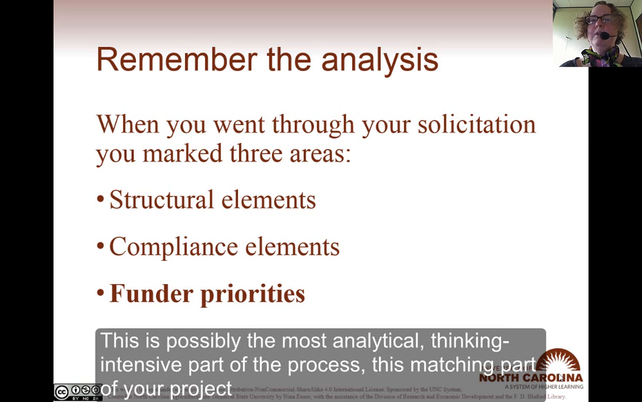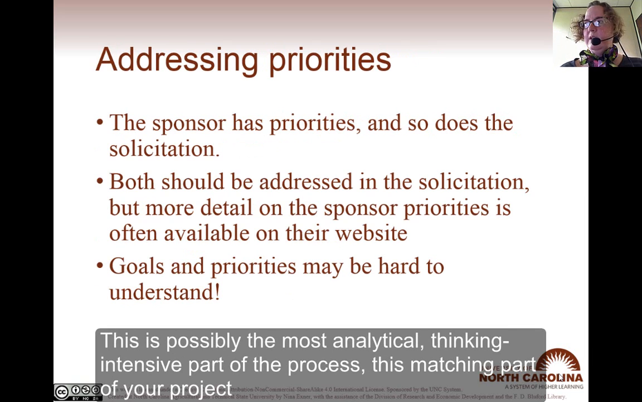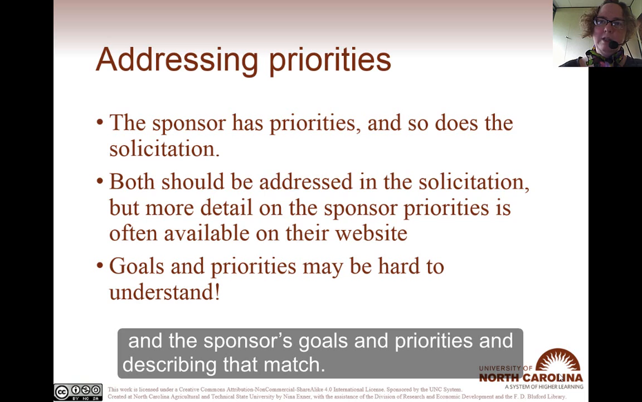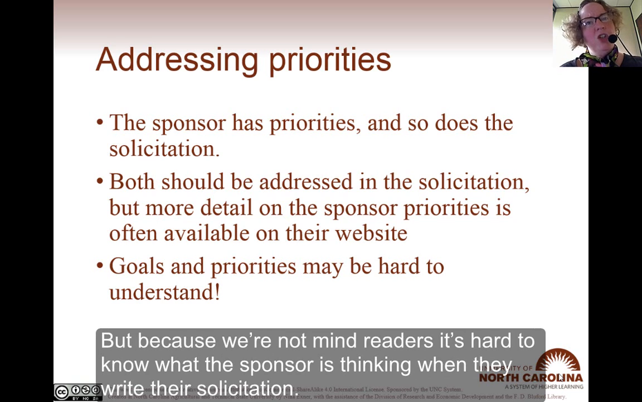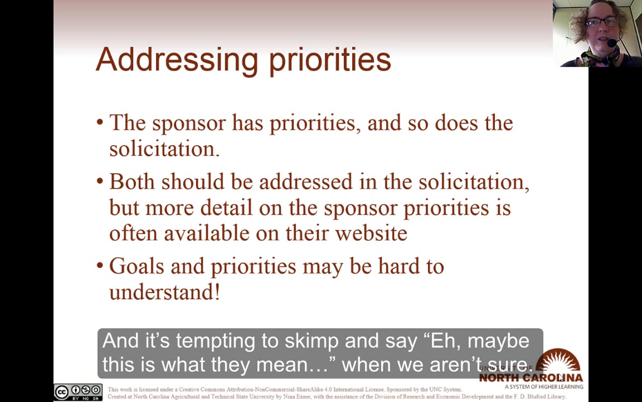This is possibly the most analytical, thinking-intensive part of the process, this matching part of your project and the sponsor's goals and priorities, and describing that match. In one sense, it's simple. Take each goal or priority, find something about your project that fulfills it, explain how it fulfills it. But because we're not mind readers, it's hard to know what the sponsor is thinking when they write their solicitation. And it's tempting to skimp and say, maybe this is what they mean, when we aren't too sure.